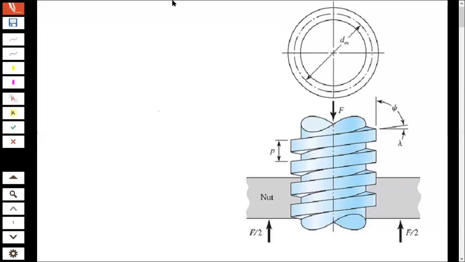So what I'm going to do is talk about the mechanics of a power screw. Now let's consider this power screw, which is shown over here. And let's say that there is a nut that it goes into. So this is the nut, and this one is the screw over here.